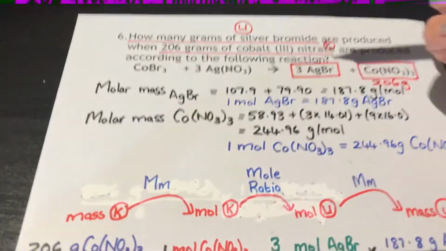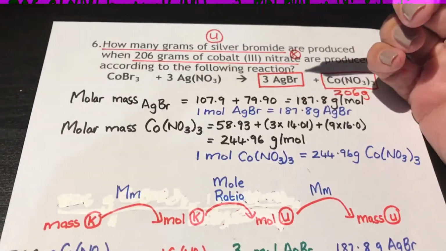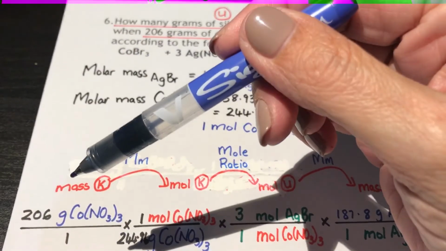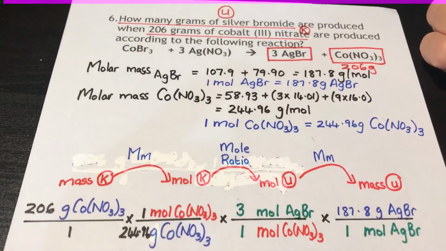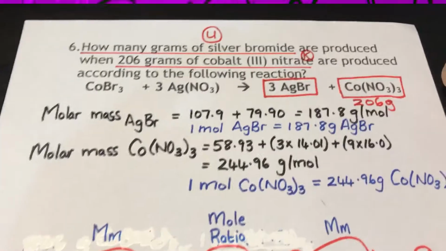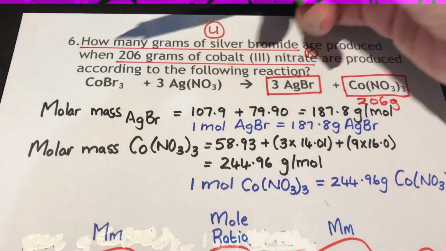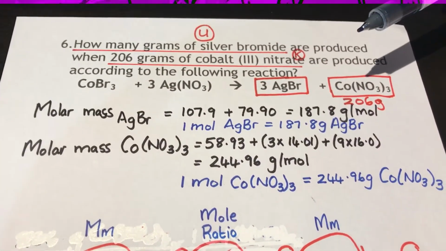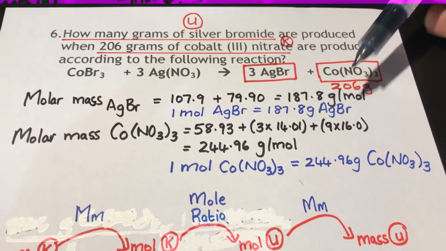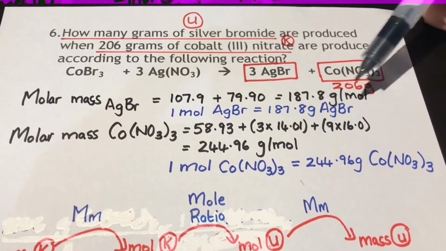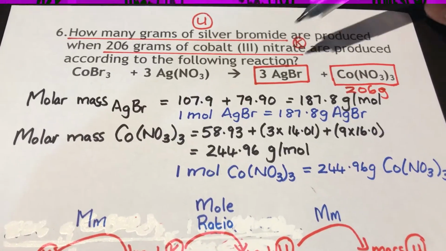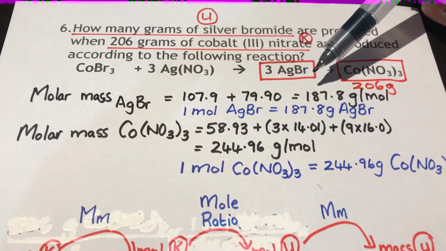Okay, the second type of calculation that's in the test on Tuesday is when you're going to have to do a mass to mass conversion. So again, as in the previous one, you have to get your known and your unknown. The difference is this time you get the mass of your known. So this is your known with a mass of 206 grams, and this here is your unknown.